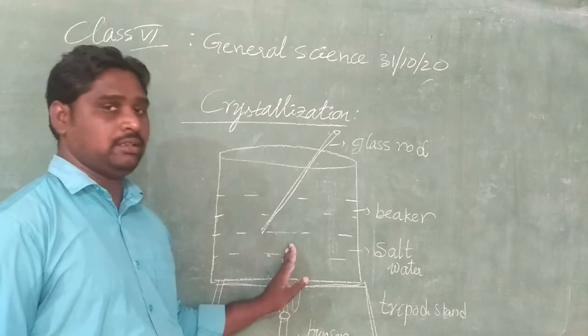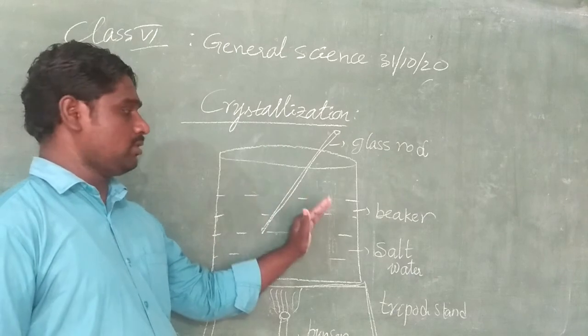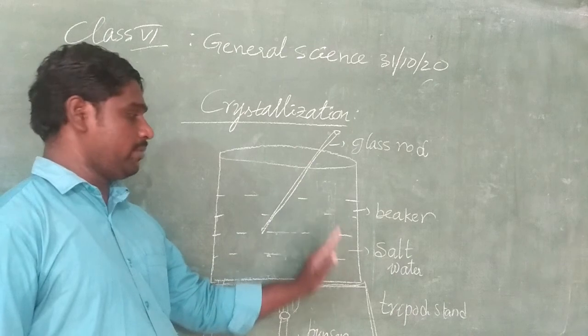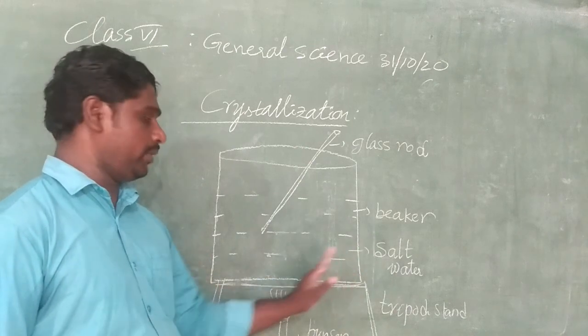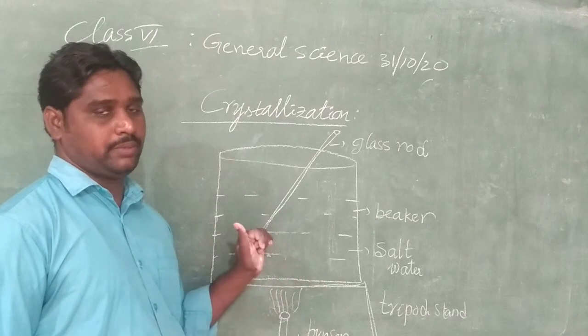What happens to the salt water? The water evaporates. The total water evaporates from the glass beaker, and the remaining salt particles are formed as crystals at the bottom of the glass beaker.